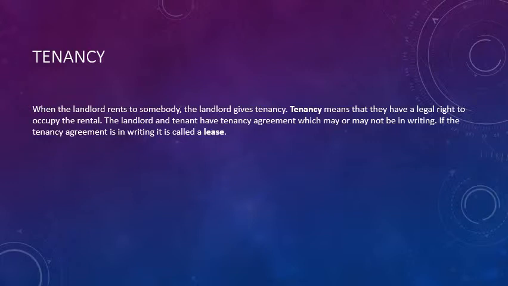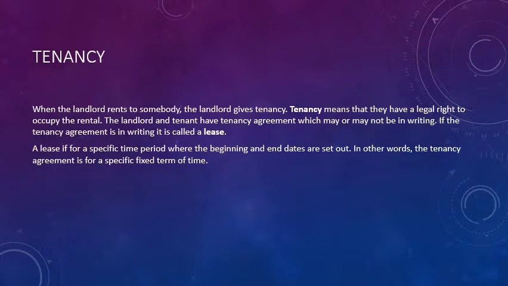When the landlord rents to somebody, the landlord gives tenancy. So tenancy means you have a legal right to occupy the rental, so you're legally allowed to live there. The landlord and tenant have a tenancy agreement, which may or may not be in writing. If the tenancy agreement is in writing, it's called a lease.